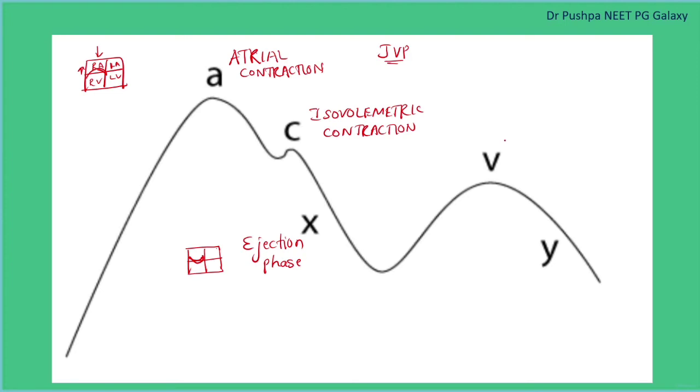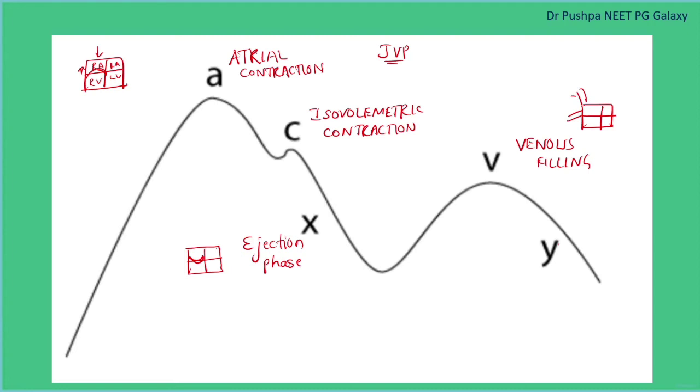Next wave is V wave. This is because of venous filling of the right atrium. These are the chambers. There is venous return to the right atrium by two major vessels, that is the inferior vena cava and superior vena cava. When there is venous return, there is an increase in right atrial pressure, which causes this V wave.